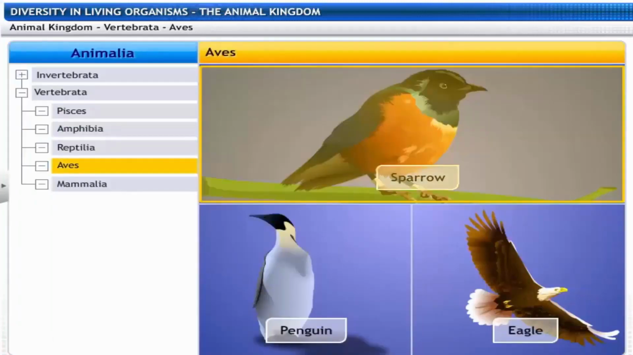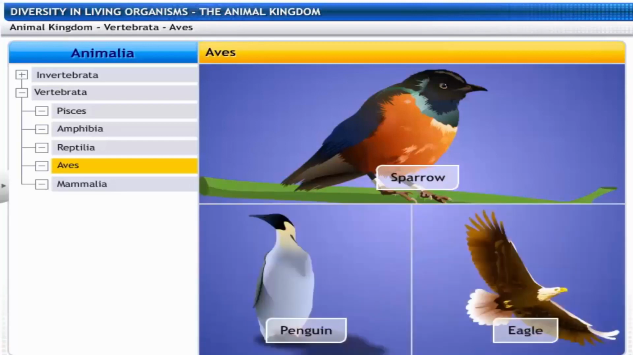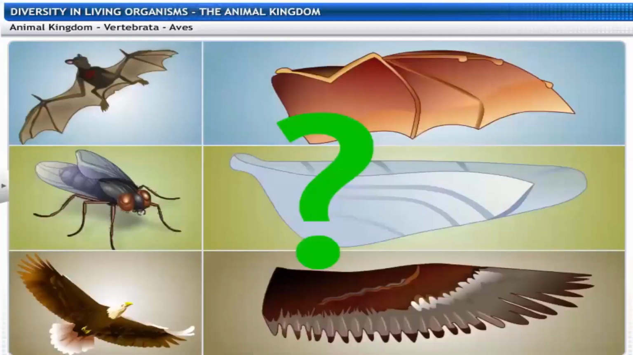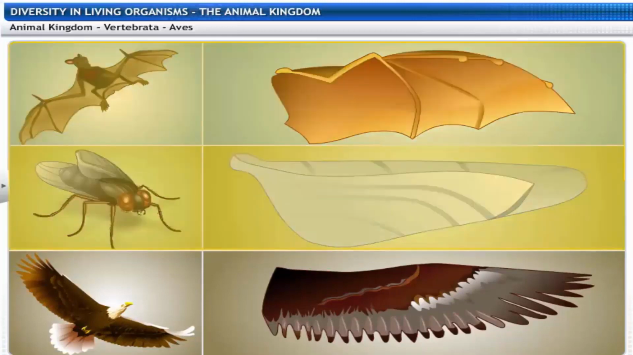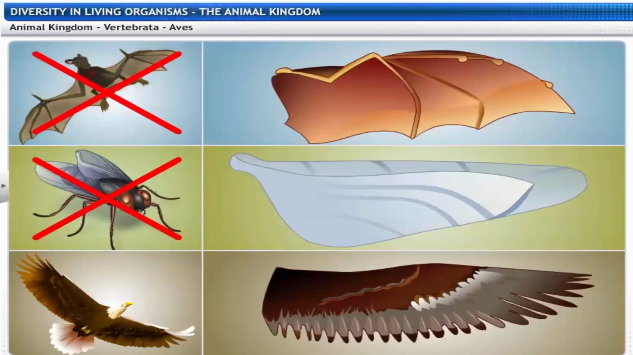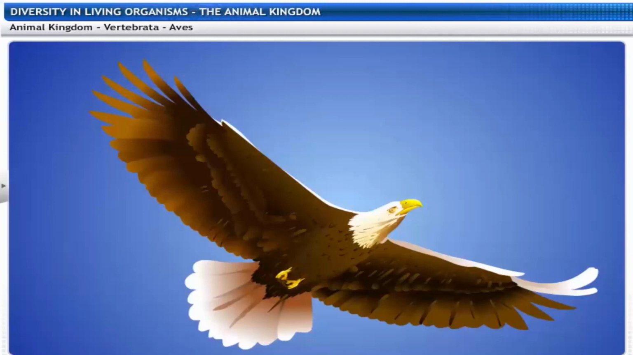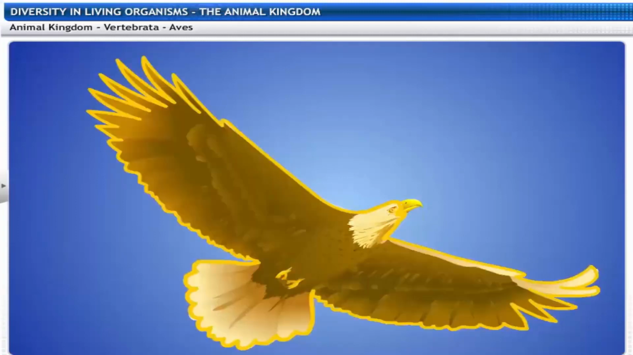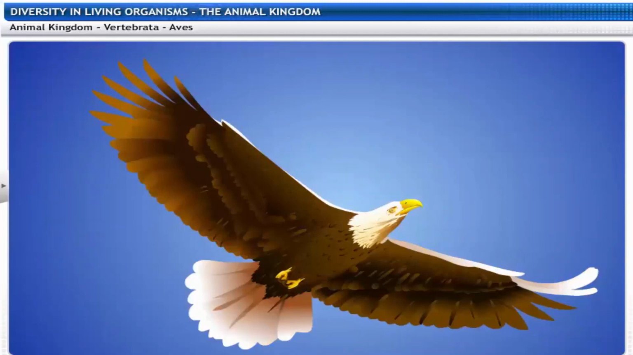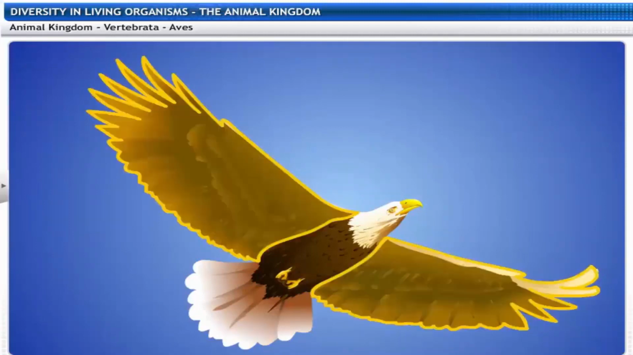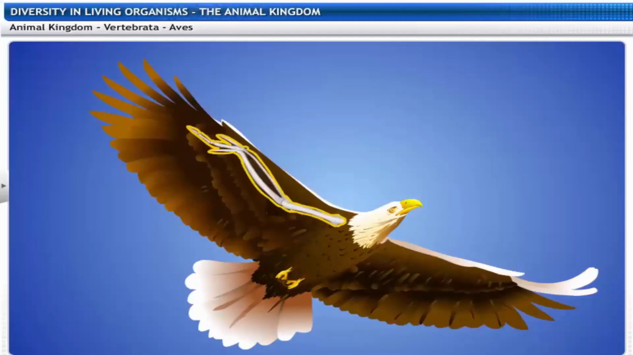All birds like sparrows, penguins and eagles fall in the aves category. Do you think having wings make an animal a bird? Bats and houseflies have wings, but they are not birds. So animals are classified as birds only if they have feathers. Their forelimbs are modified into wings with feathers and bear 3 clawless digits, and their hind limbs are strong and are developed for walking.